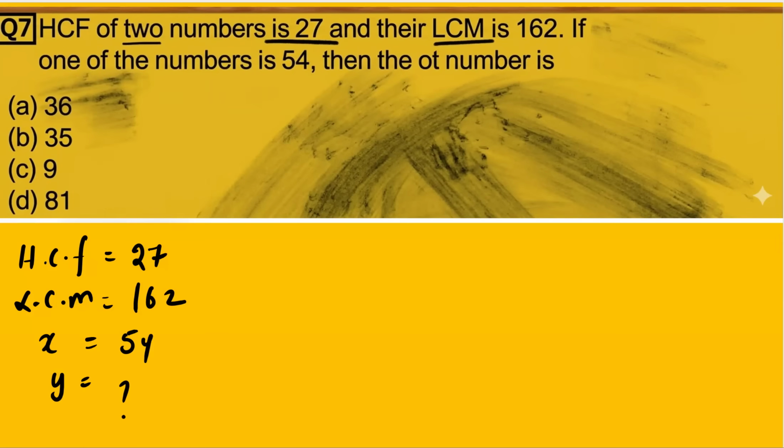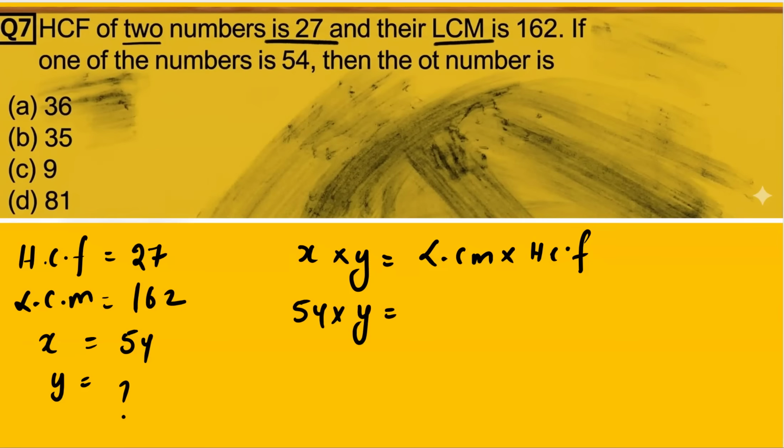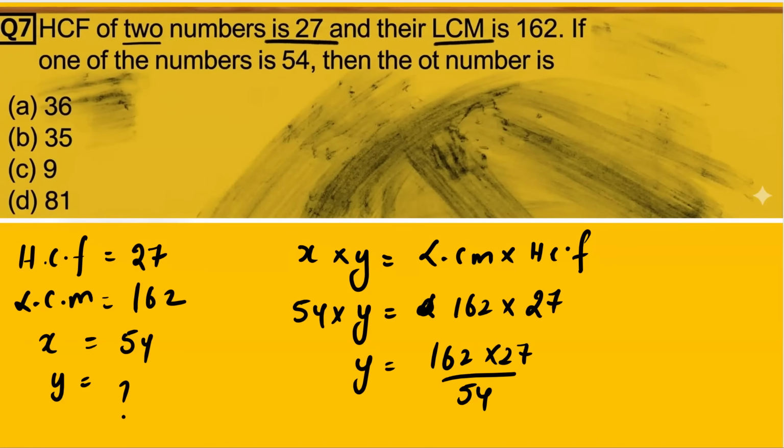So we know the relation between HCF and LCM: X multiplied with Y is equal to LCM multiplied with HCF. Basically, the first number multiplied with the second number equals LCM multiplied with HCF. Our first number is 54, and the second number I have taken as Y. Our LCM is 162 and HCF is 27. So Y would become 162 multiplied with 27 divided by 54.